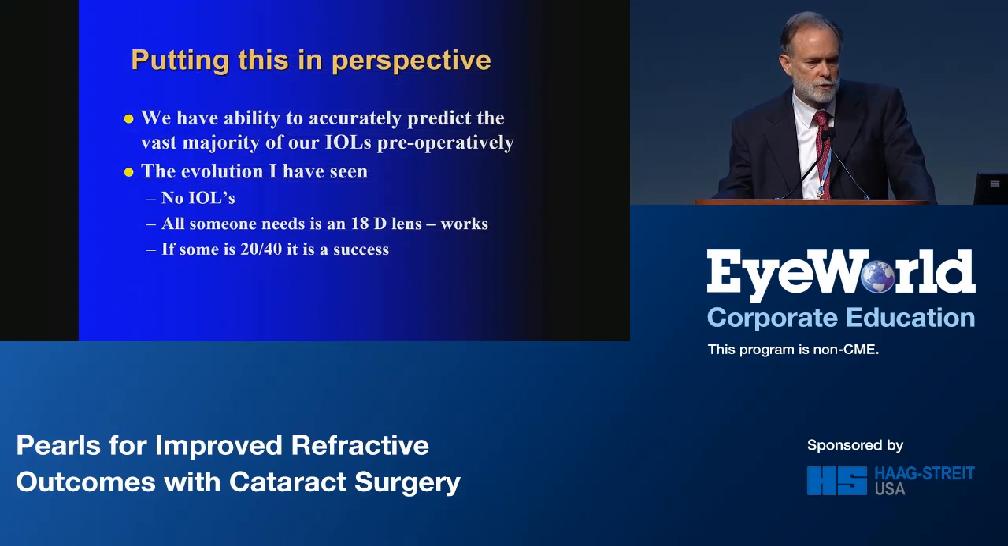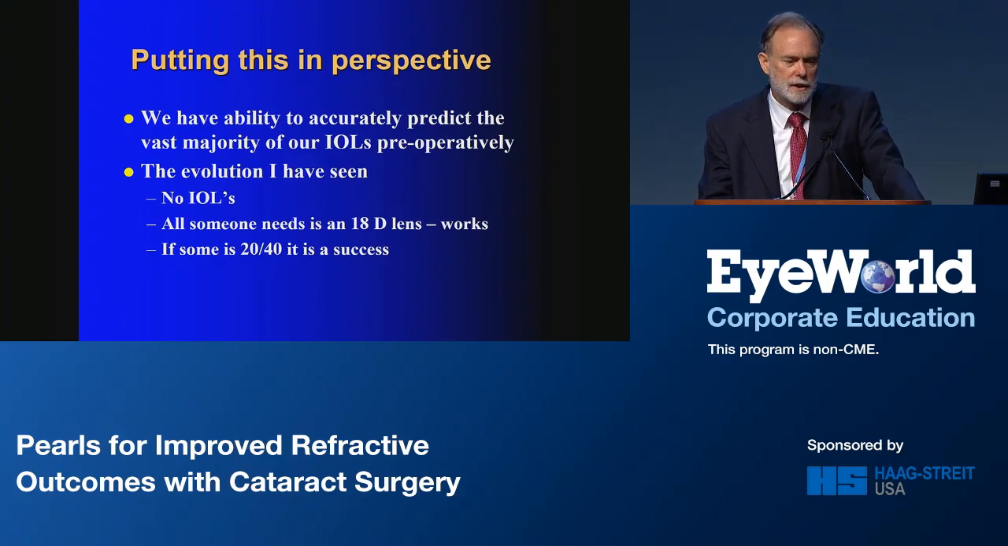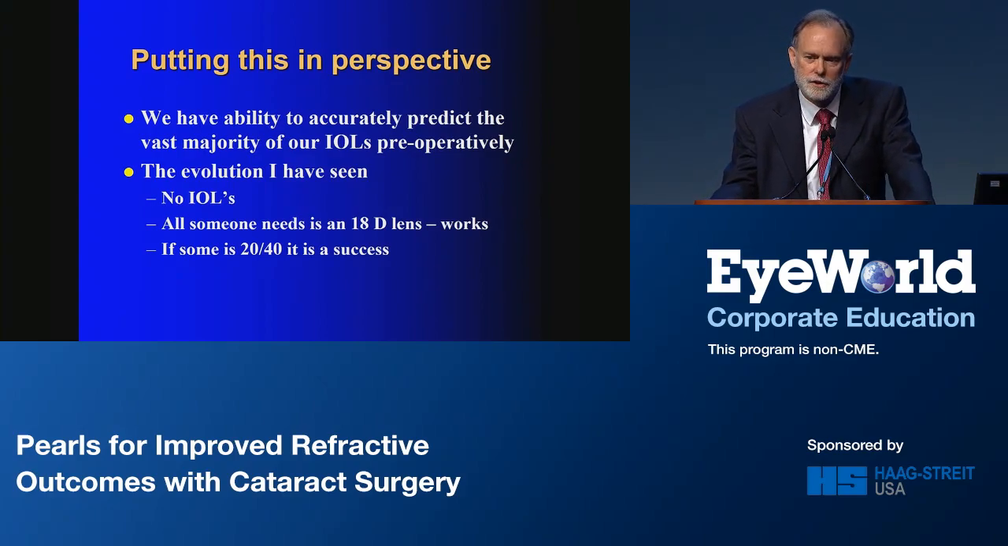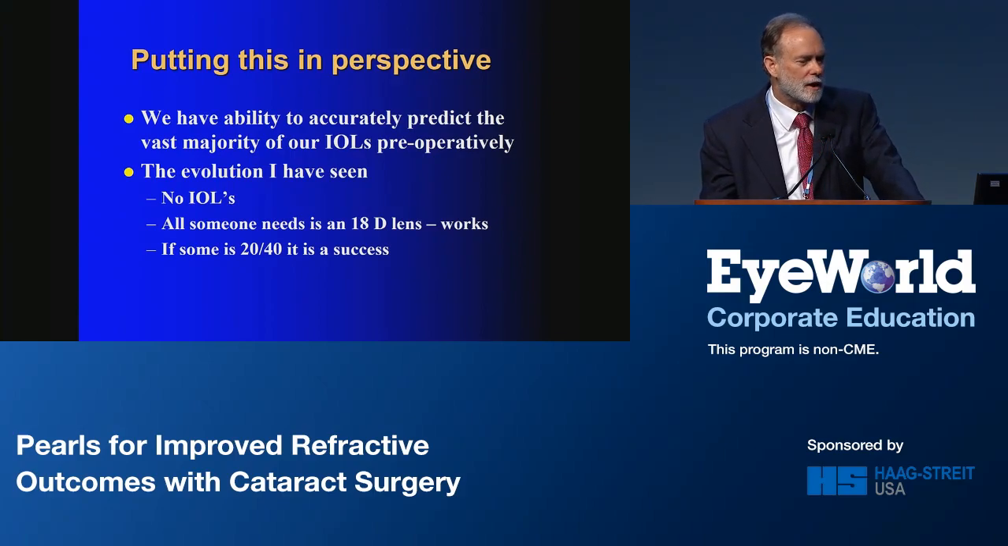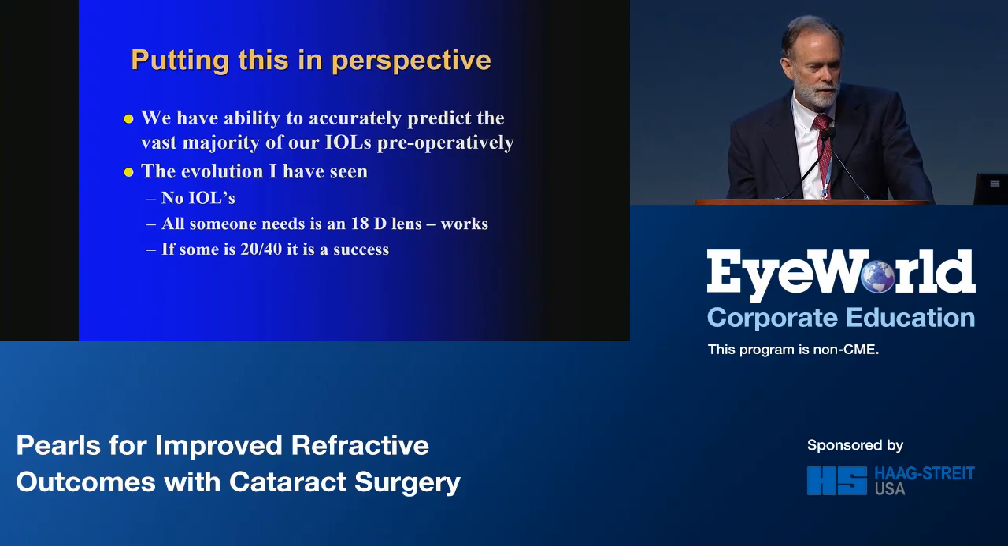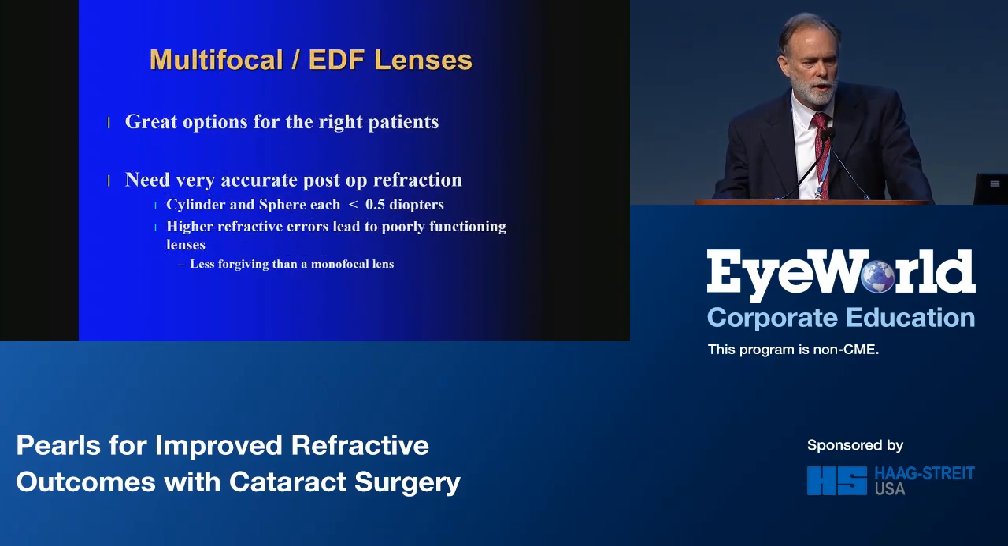Now I want to put this in perspective. We actually have the ability now to more accurately predict the vast majority of our IOLs preoperatively. And I think this has been very important. In my particular case, when I was a resident, we didn't even use IOLs. When I started practice, I remember a surgeon telling me that he only used 18 diopter lenses, and that really worked for everybody. And then, of course, around that time, if you just got a 20/40 result, that was a great endpoint. But that's not the way it is now.